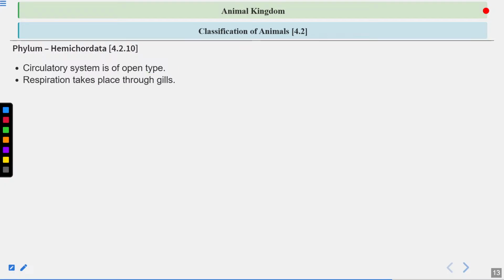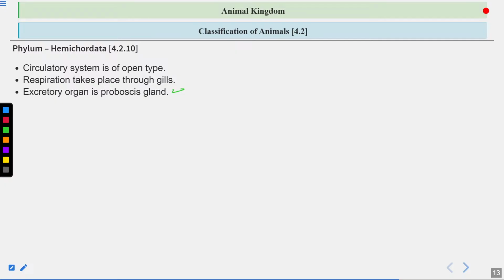Respiration takes place through gills. Basically, respiration occurs through the pharyngeal gill slits. Now the excretory organ is the proboscis gland. The proboscis gland helps in excretion, means removal of nitrogenous waste and toxic substances.